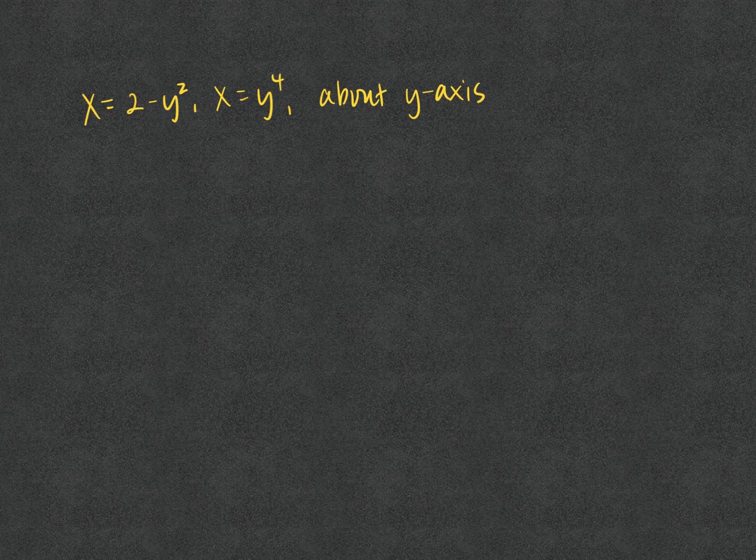This problem is from the exercises, and it says find the volume when x equals 2 minus y squared and x equals y to the fourth, and we're going about the y-axis. Notice that your equations say x equals and you're in terms of y, so that's a good thing because we're disk method. Okay, so let's pause and think about this.